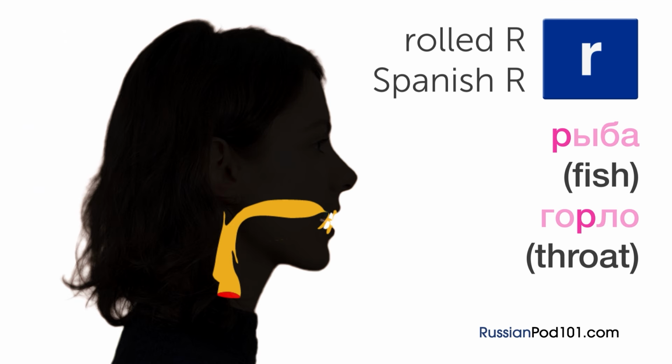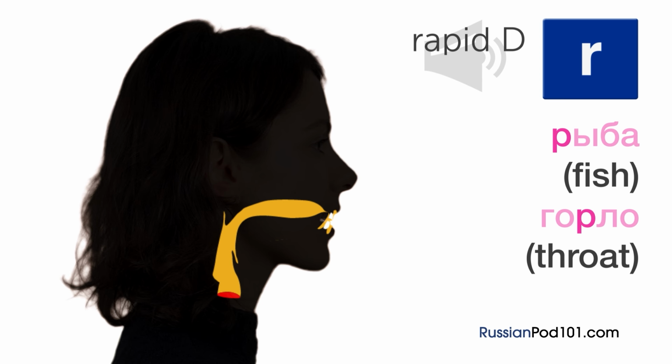Contact the gums directly behind your top teeth with the tip of your tongue, build pressure behind the gums, and release. The small passage created by the gums and the tongue should open and close rapidly, as if your tongue is fluttering or vibrating against the gums. It almost sounds like a rapid D sound.